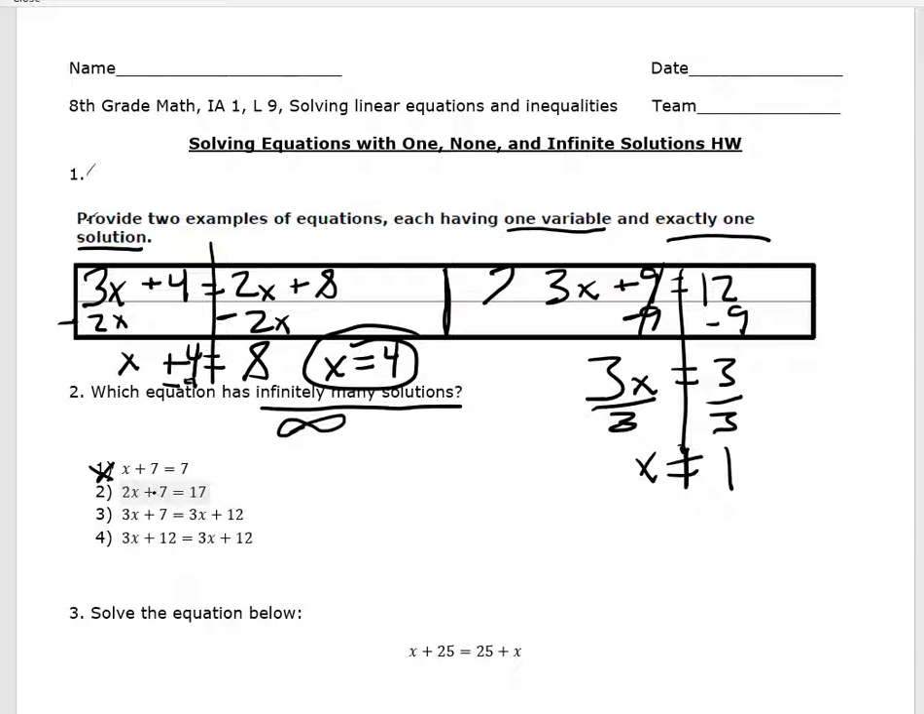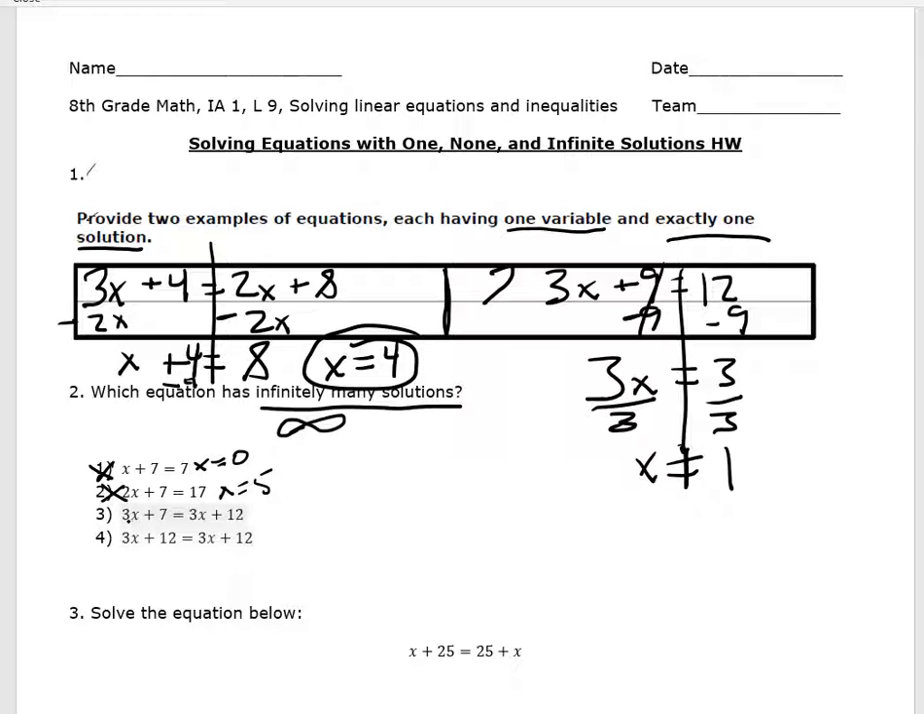Here I have 2x plus 7 equals 17. Again, if I were to solve this, I would subtract 7 from both sides. I would be left with 2x equals 10. Divide both sides by 2, and I would be left with x equals 5. So here, for example, x is equal to 0. Here, x is equal to 5. So it's not going to be this one.